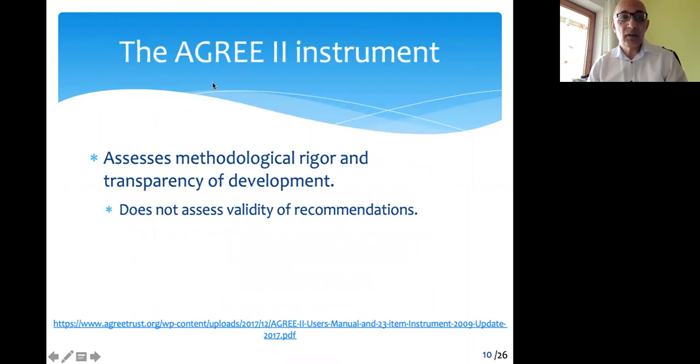The AGREE instrument, on the other hand, is also very commonly used to grade, to categorize or evaluate guidelines. It assesses the methodological rigor and transparency of development. So it's not assessing the validity of recommendations. There we have to be careful. Using the AGREE instrument, we can only check whether the methodology when developing or writing a guideline was appropriate or not.